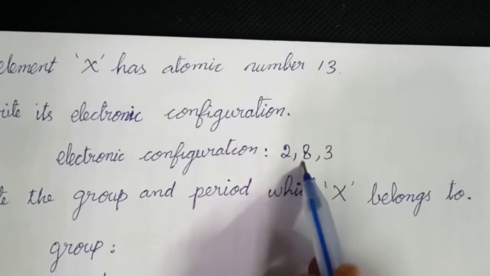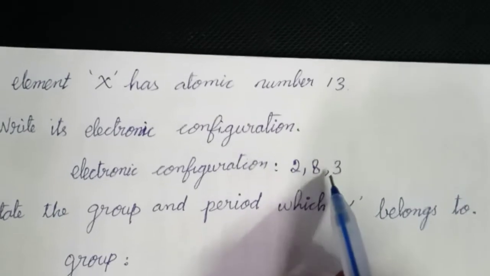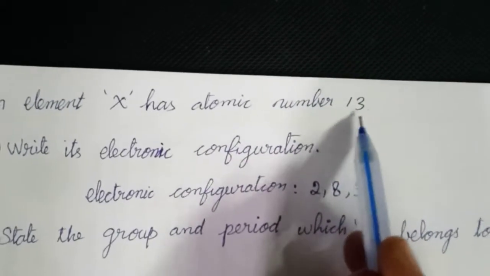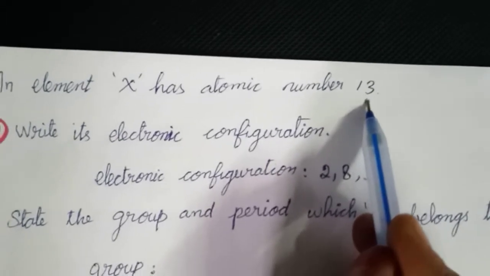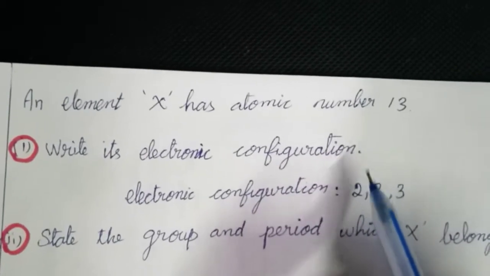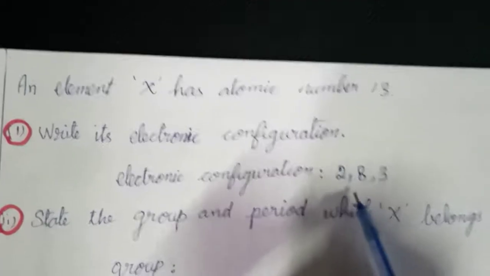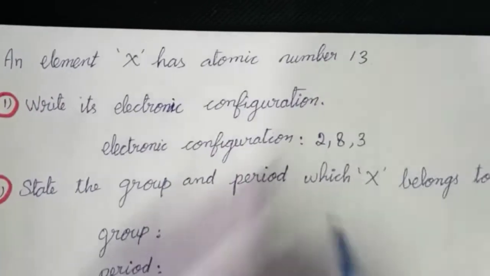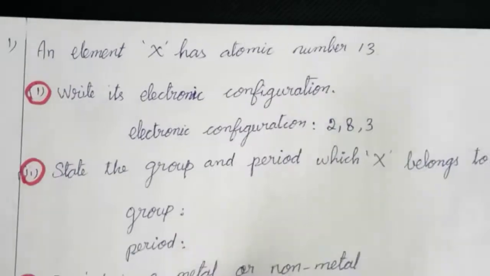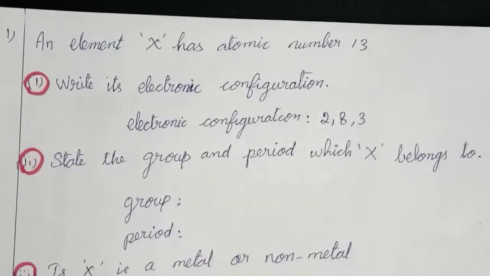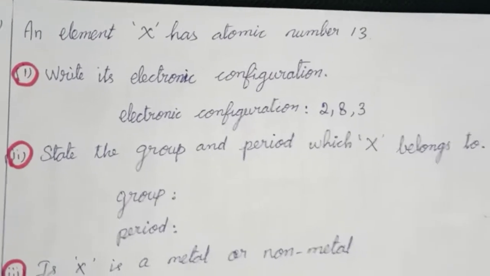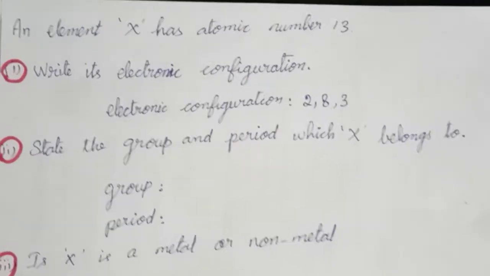So, atomic number 13 means it is equal to the number of electrons. So that atom X has how many electrons? 13 electrons. So 2, 8, 3. This is the electronic configuration of the element X. Next, state the group and period which X belongs to.